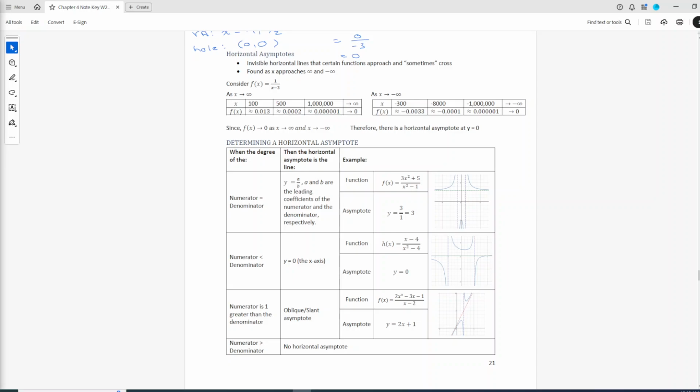So now we've talked about domain and vertical asymptotes, as well as a little conversation about holes in graphs. And then the next part of the conversation, until we can actually graph a rational function, is horizontal asymptotes. So just like there's vertical asymptotes, there's also horizontal asymptotes, but these are way more confusing.